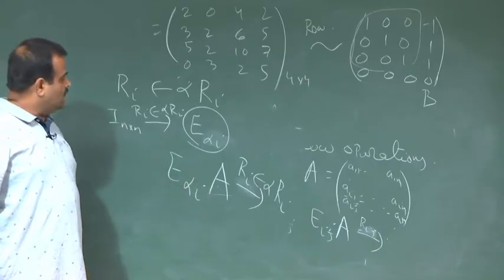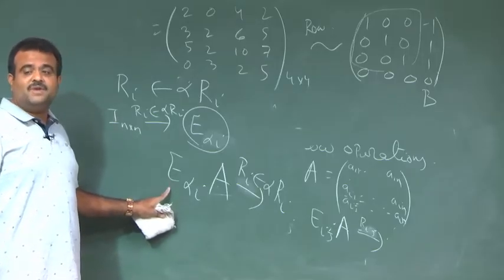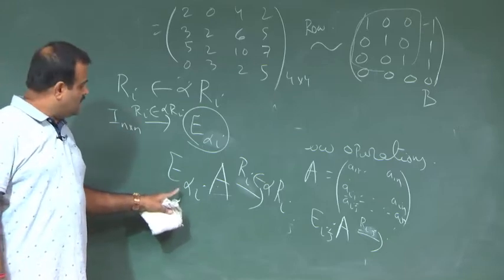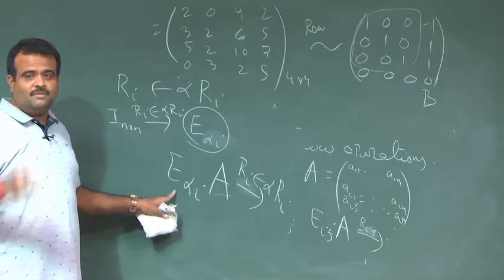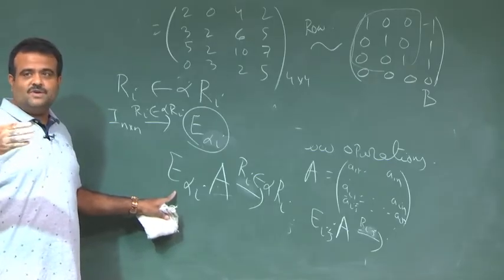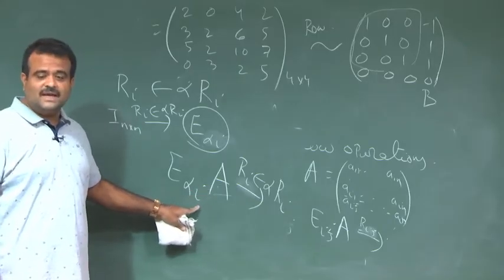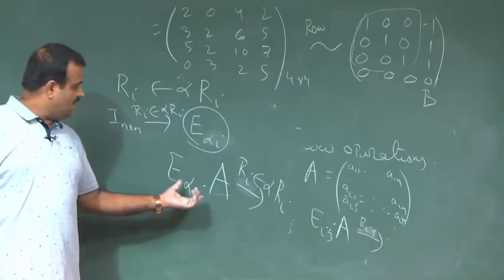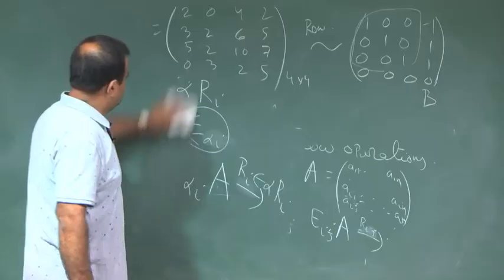Now, since an elementary matrix is a non-singular matrix, their rank will be the same. If we have a matrix A and we do row operations on it, we get another matrix B, which is nothing but multiplying the elementary matrix with A. So, the rank will be the same.